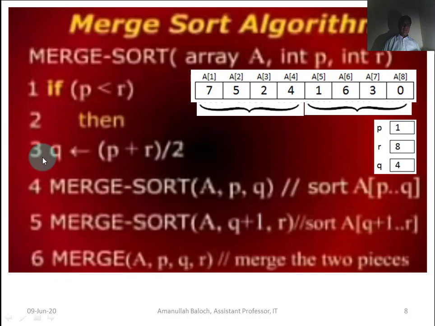At this stage of the merge sort algorithm, the computer has assigned the value to this variable. It has assigned the value P, also assigned the value R, and then it compared these values P and R. Suppose reaching this location at statement number 1, after assigning the values, the computer consumes a constant time, and we denote this constant time with unit time.